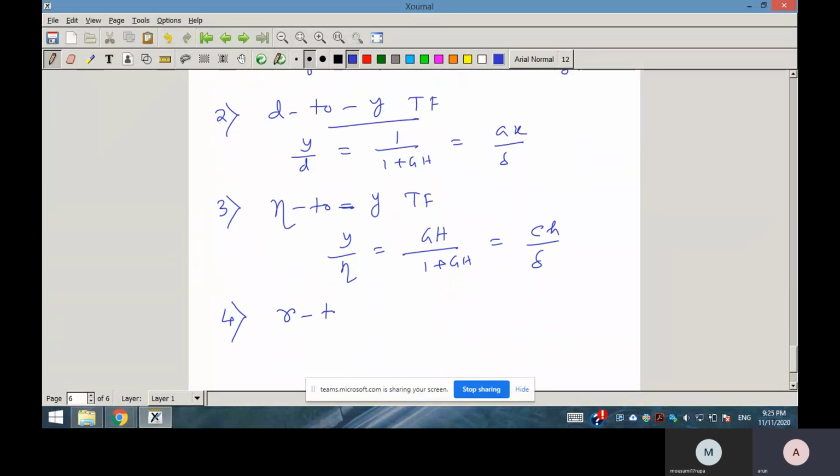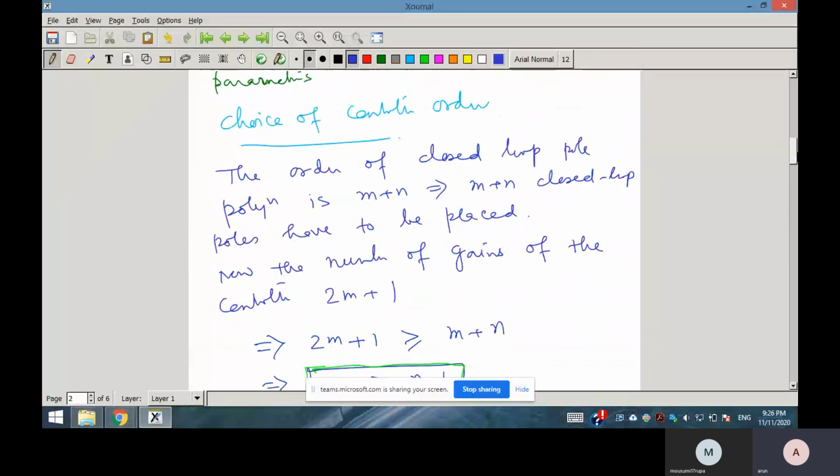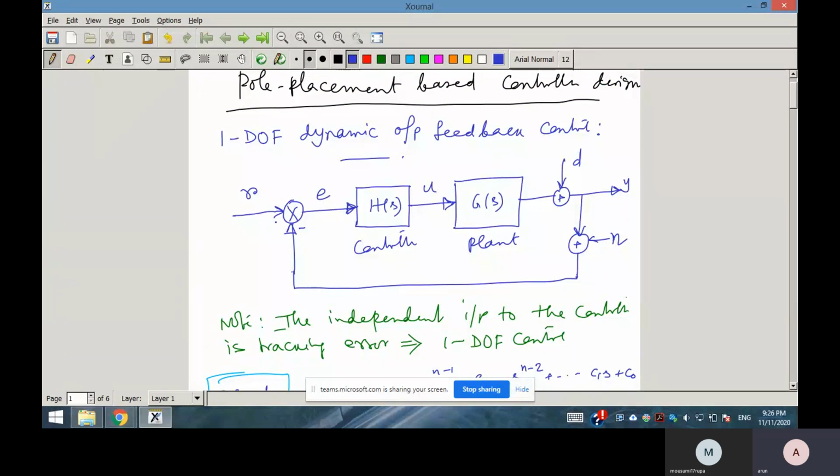your R to U control effort. So R to U transfer function, that means U by R transfer function, will be, you can easily see, H by 1 plus GH. Please verify this one. U by R transfer function is H by 1 plus GH.